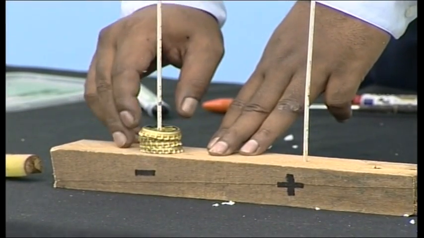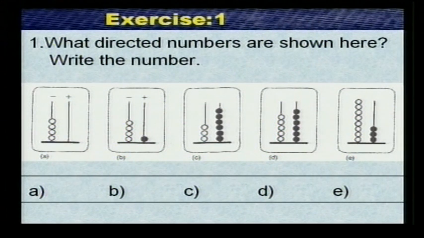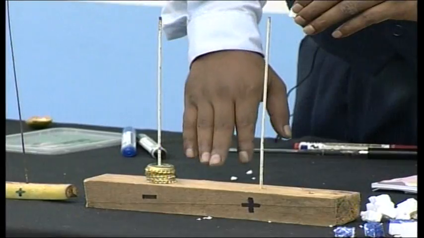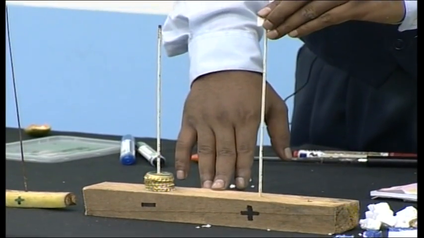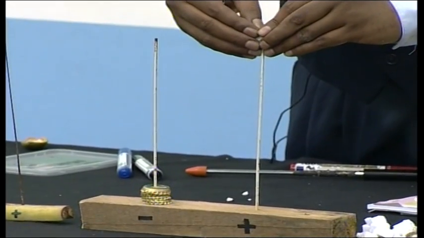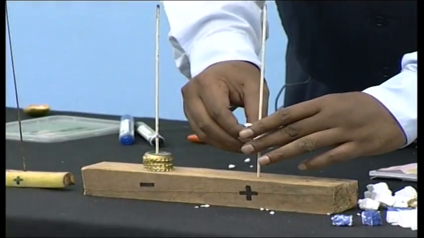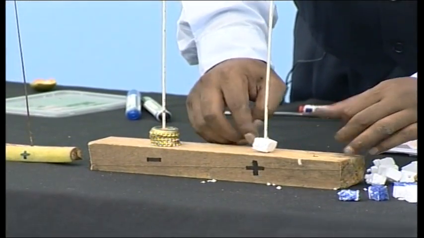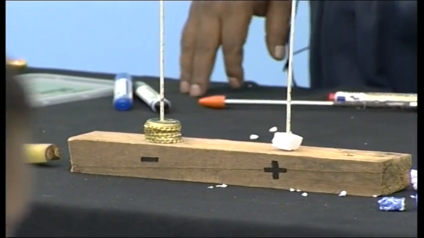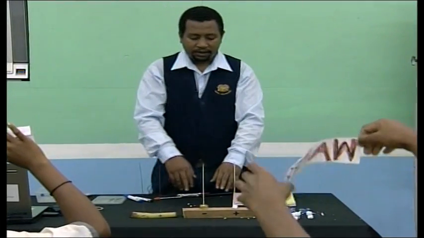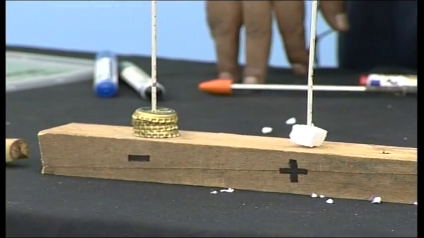Now, let's look at exercise B. How many counters should be on the negative side? 4. And on the positive? 1. So we'll put 1 on the positive side. Let's look at the abacus. There are 4 on the negative and 1 on the positive. Okay. 70s and receiving students, what is our directed number showing on the abacus?